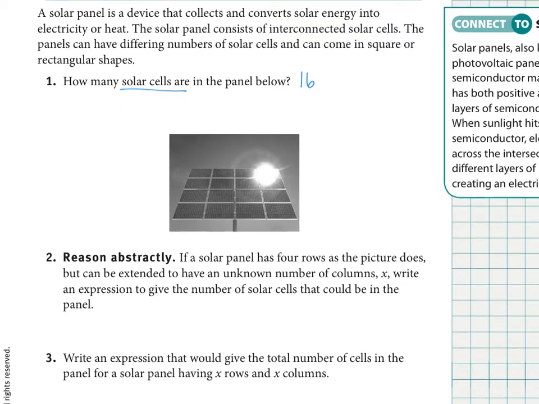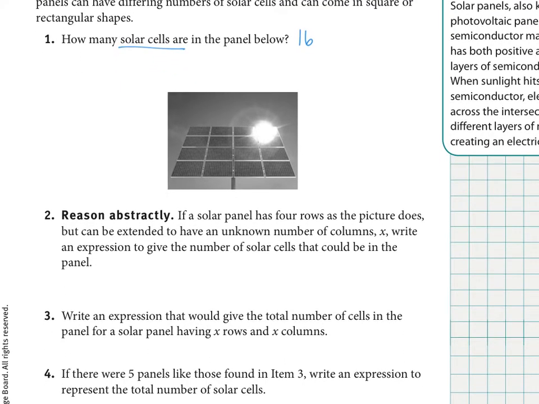Now, if we continue down below, we can see that a solar panel has 4 rows, as the picture does, right? We have 1, 2, 3, 4 rows, but it can be extended to have an unknown number of columns. So let's say it keeps going with the number of columns. We're going to use the number of columns as x. That's something that we don't know. So we want to write an expression that gives the number of solar cells that could be in this panel.